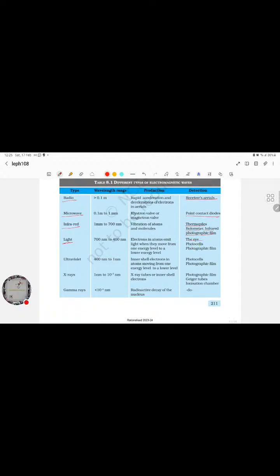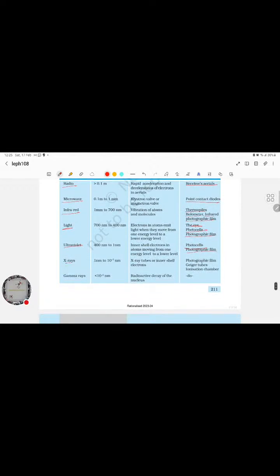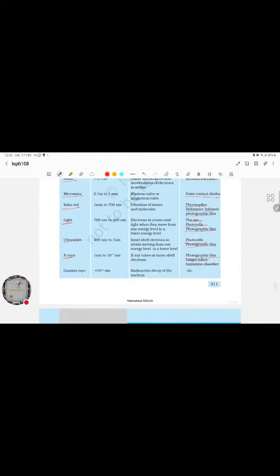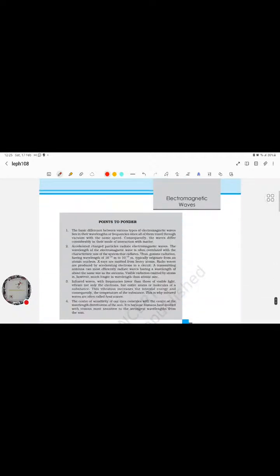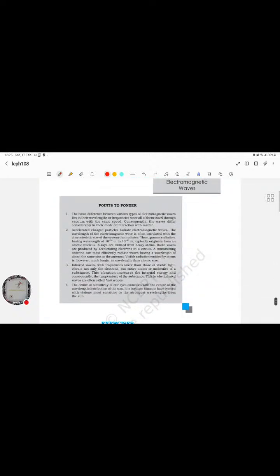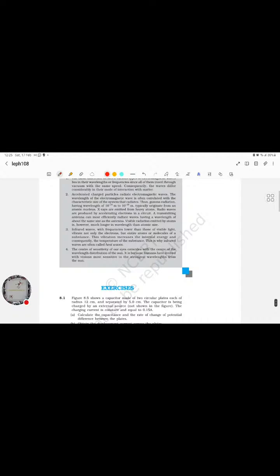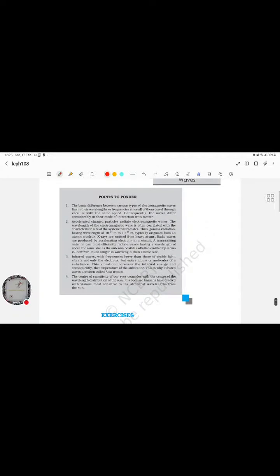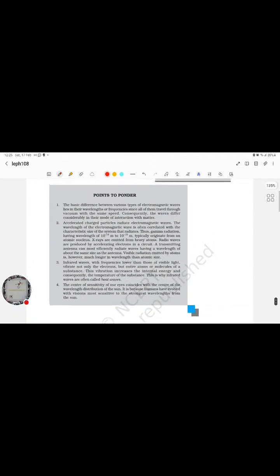Light can be detected by photocells and photographic film. Similarly, UV rays are also detected by photocells and photographic film, and X-rays are detected by photographic film, Geiger tubes and ionization chamber, and I don't think gamma rays are detected. So let's now enter into the summary. Okay, we have certain points to ponder. Let's see what they have given. The basic difference between various types of electromagnetic waves lies in their wavelengths or frequencies, since all of them travel through vacuum with the same speed.